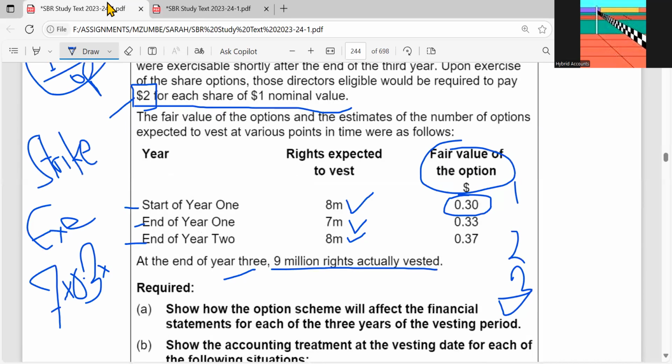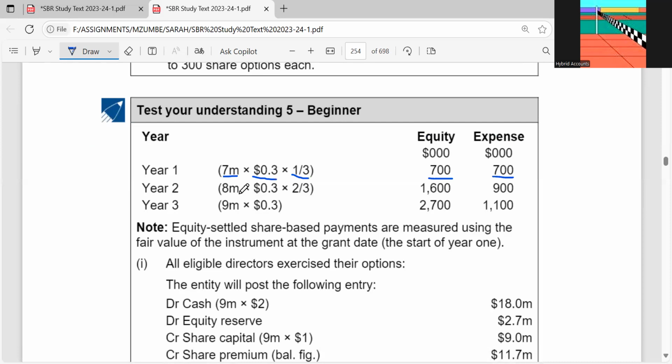For year 2, you do exactly the same. End of year 2, you have 8 million rights. So it's 8 million times the fair value at grant date, which is 0.3, and then you multiply by 2 over 3, right? This one, you have 1600, and then you deduct 700 to get the expense here, right?